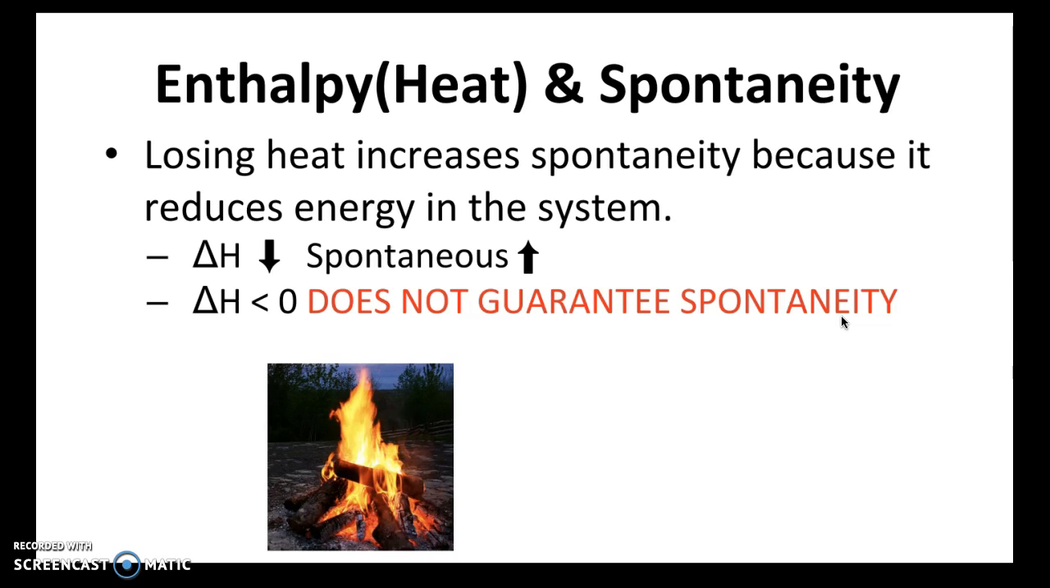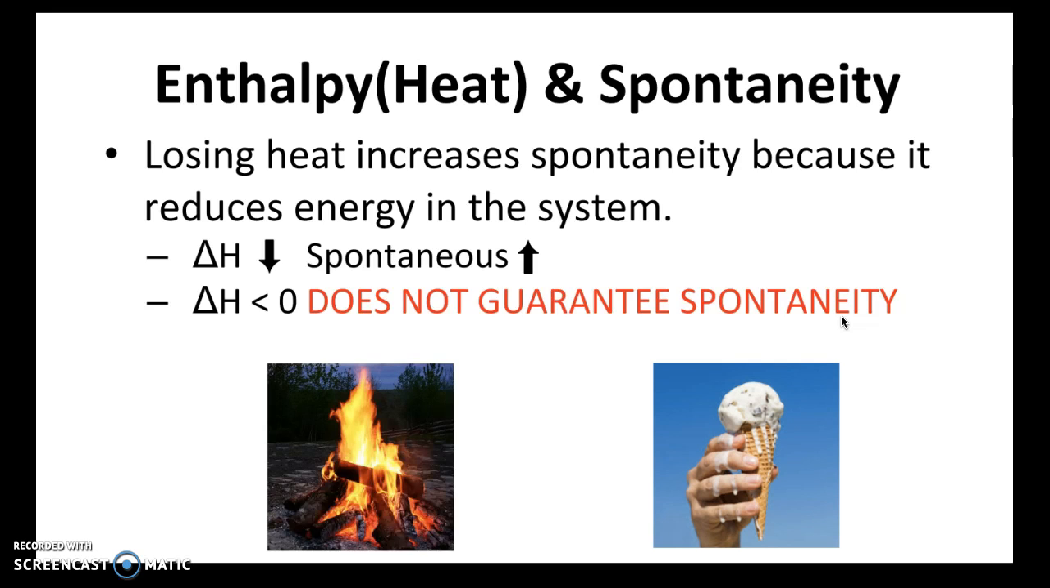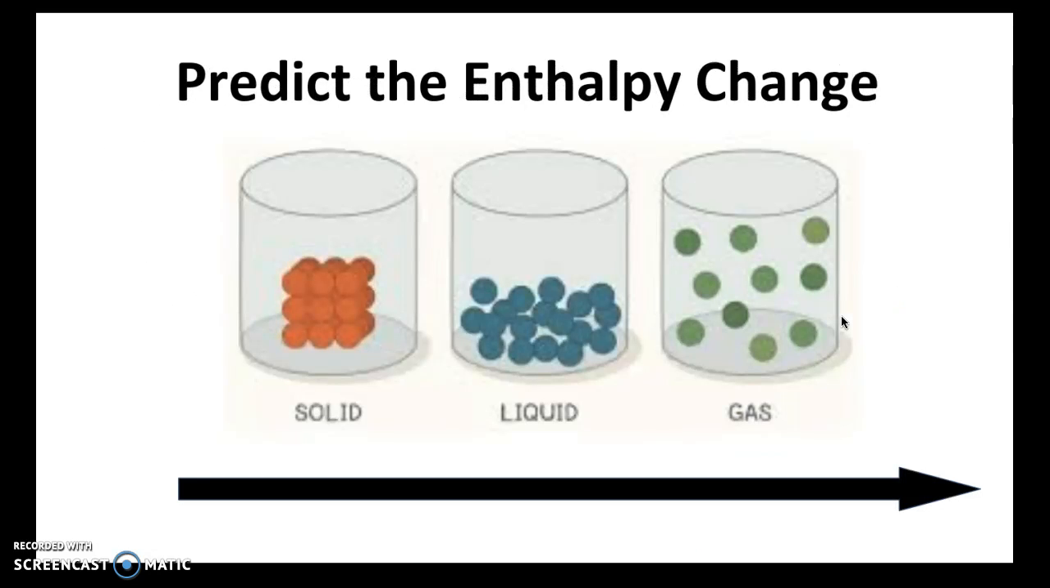Just because you have a negative delta H or you have an exothermic process doesn't mean it's spontaneous. Let's take a look at two examples. So one is burning wood. That is exothermic. Heat is exiting the system, and it's spontaneous. If you burn wood, it will go on its own, no problem. But what about ice cream melting in the sun? Is that an endo or exothermic process? It's an endothermic process, but still it happens on its own. You don't need to help it. So it's endothermic and spontaneous. And so just because delta H is negative doesn't mean it's spontaneous.